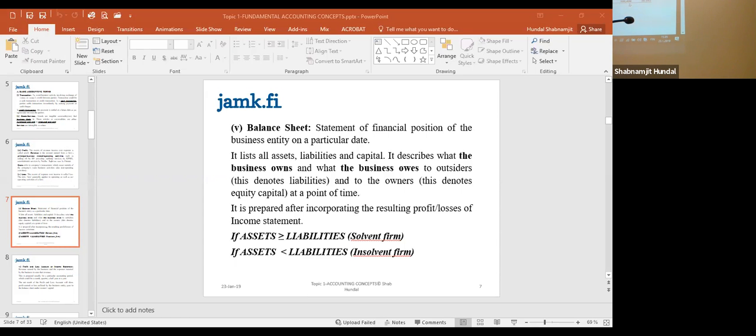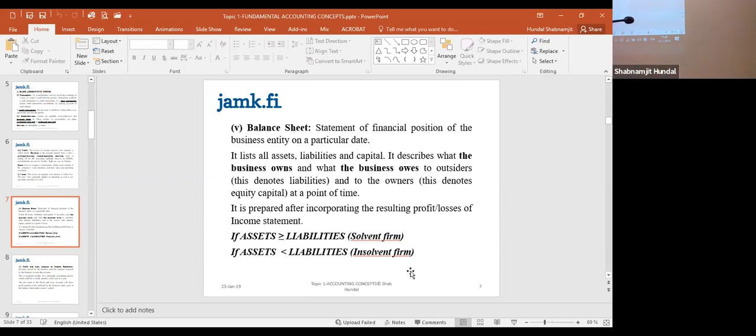This side is what business owns. And this side is what business owes. As long as what you own is more than what you owe, this figure is positive. If this red figure called capital or equity, yeah, total equity, if this figure is positive, if assets are more than or equal to liabilities, it shows that the company is solvent, company exists.